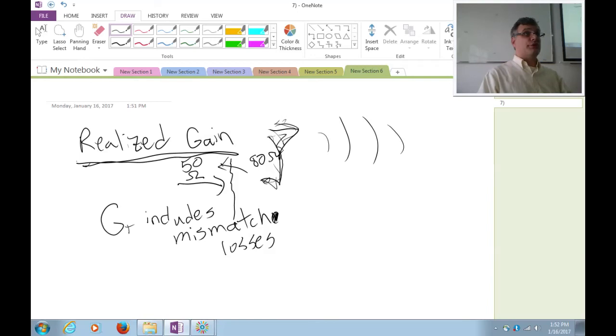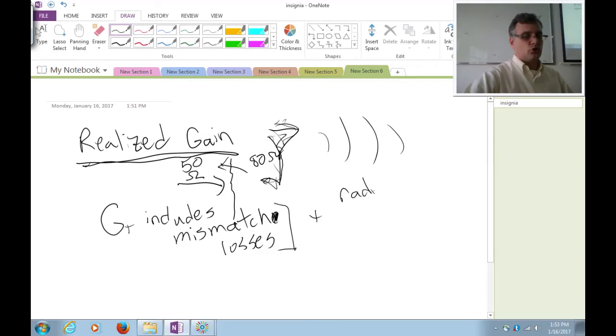Okay, any questions so far? Oh, yes. This realized gain is including the losses? The realized gain includes the mismatch losses, yes, in addition to directivity and radiation efficiency. So there are 3 phenomena instead of 2 phenomena.